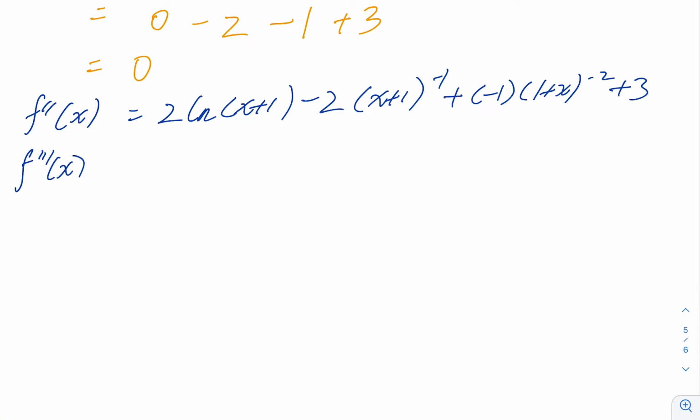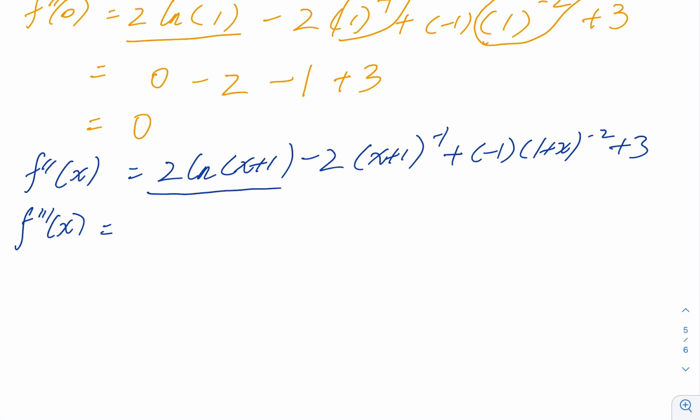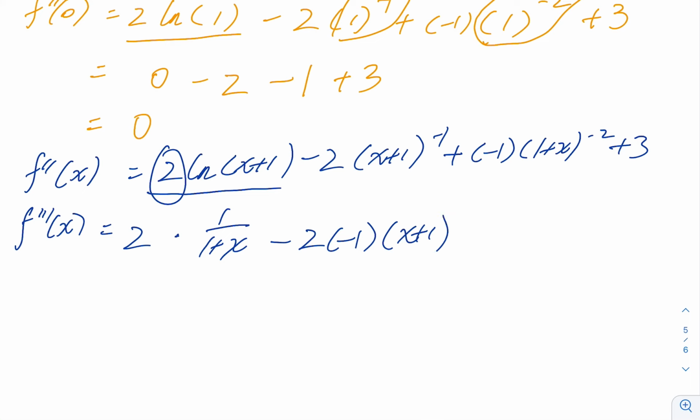Differentiate. Product rule. Okay, this will be what? Oh, this is not product rule, sorry. This is a constant, this is not a function. This will just be 2 times 1 over 1 plus x, minus 2 times minus 1, x plus 1 to the power of minus 2.